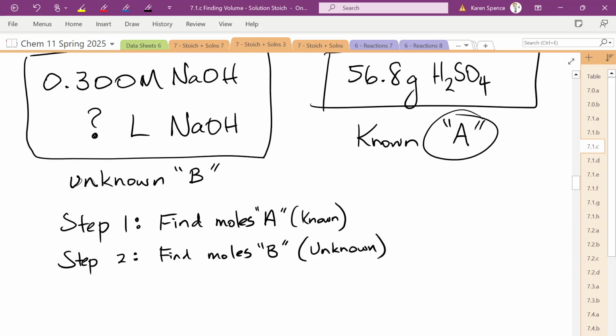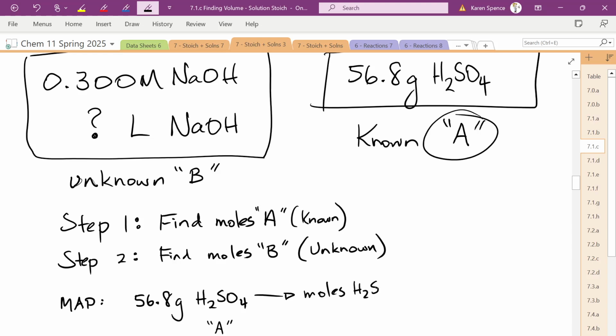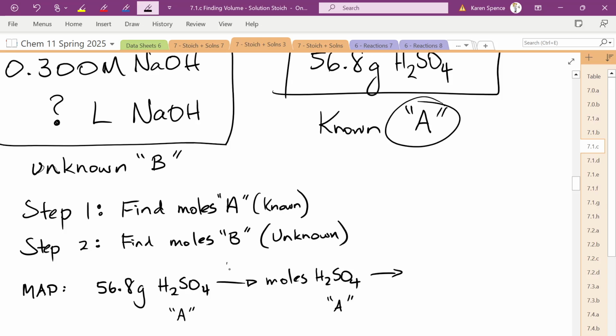So what we're going to do is start with our known. Here's our map. We're going to start with 56.8 grams of H2SO4. H2SO4 is A. We're going to convert it into moles of H2SO4. That's A. Then we're going to find moles. See, we found moles, step 1. Step 2, we're going to find moles of NaOH, which is our unknown substance B.